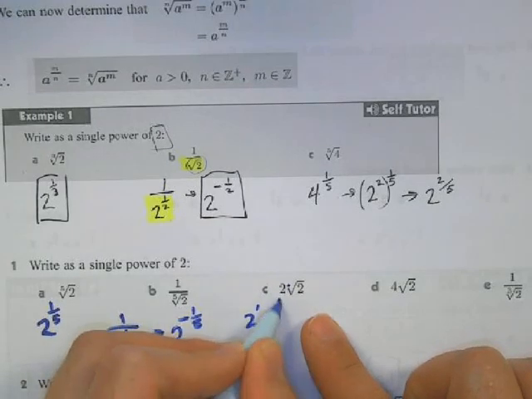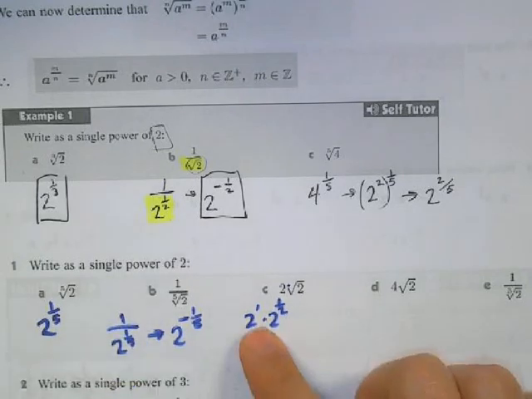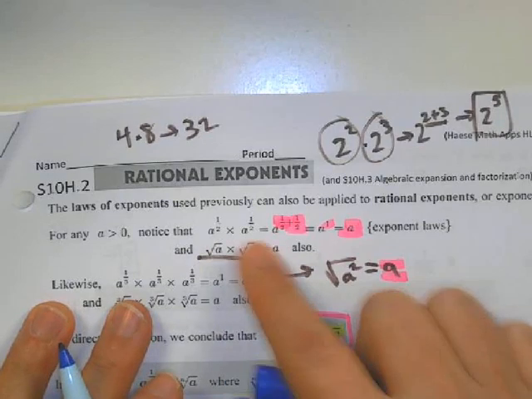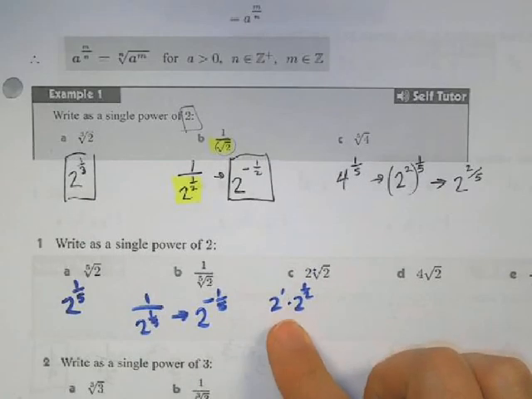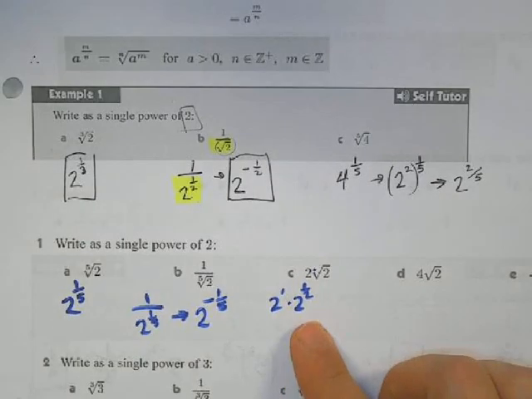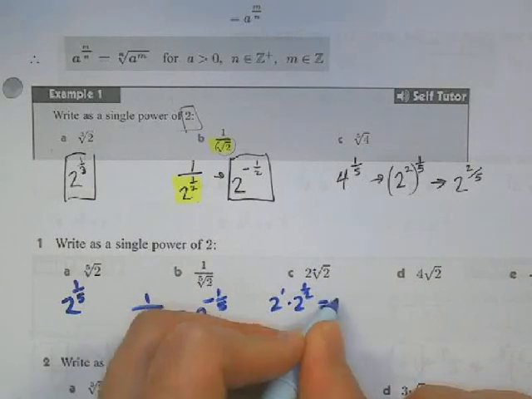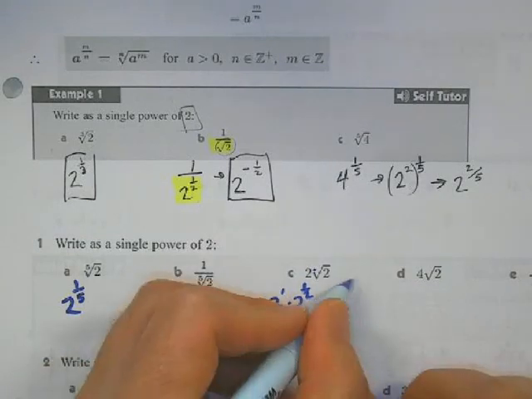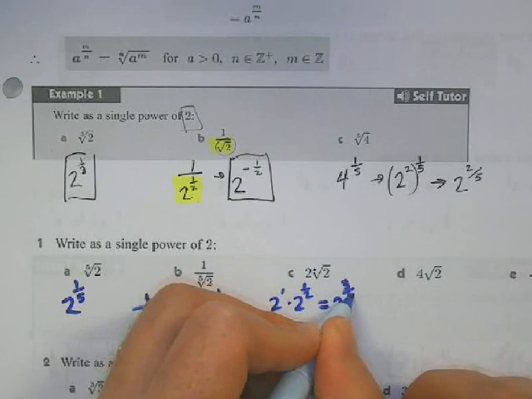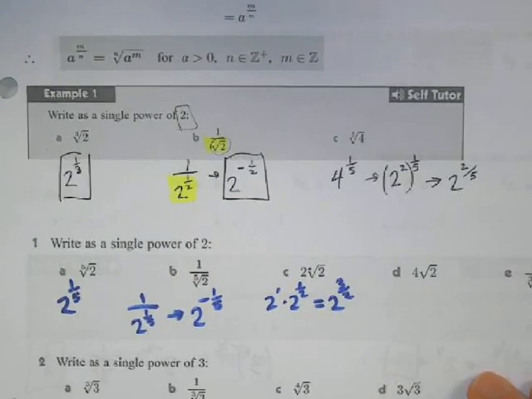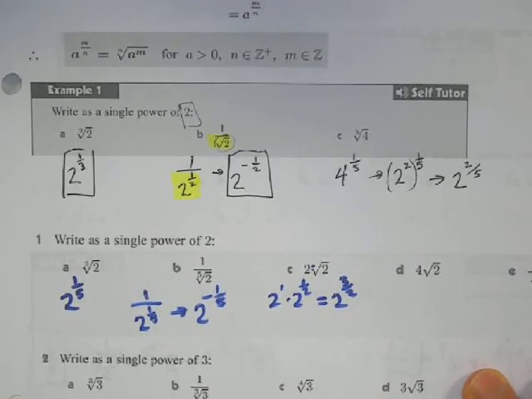We learned up here, if I've got this times this, we just add the powers. So 2 to the power of 1 times 2 to the power of 1/2 is equal to 2 to the power of 3 over 2.